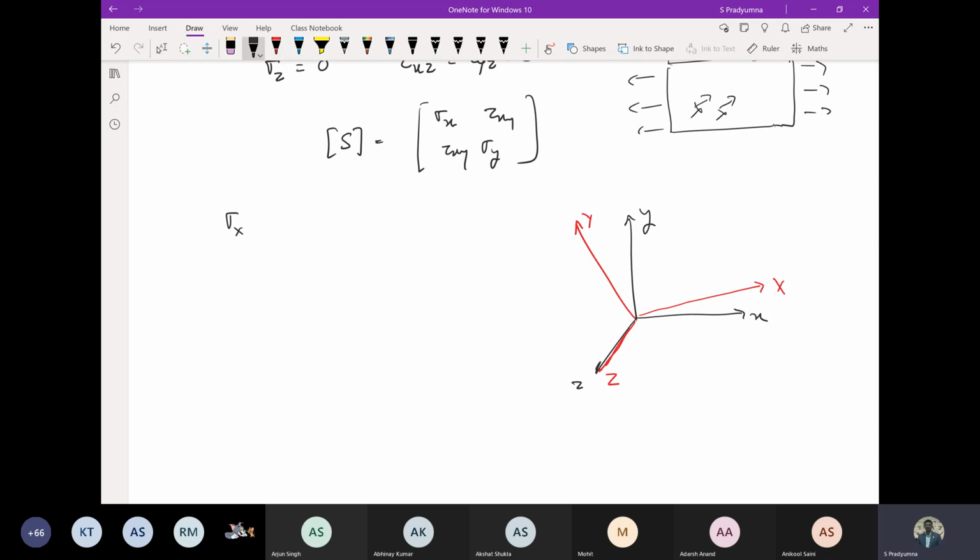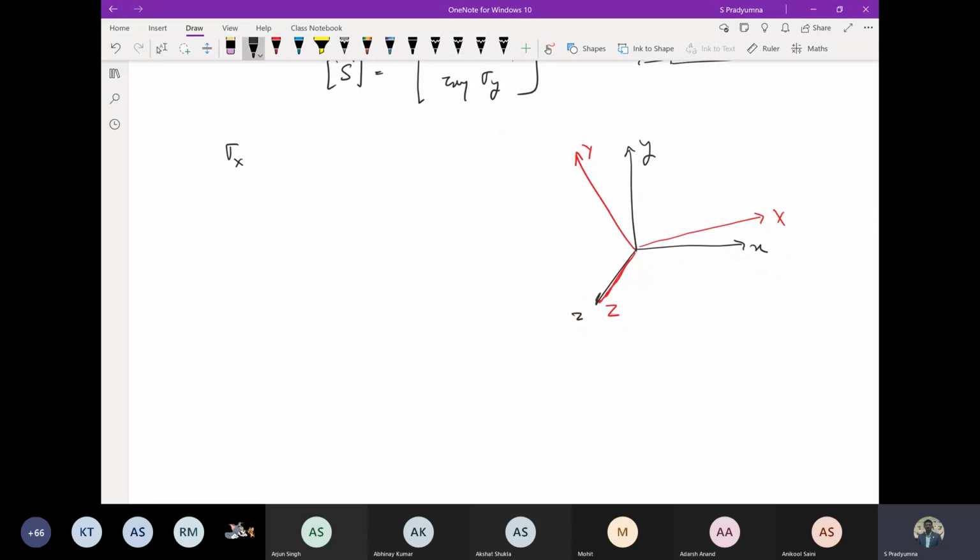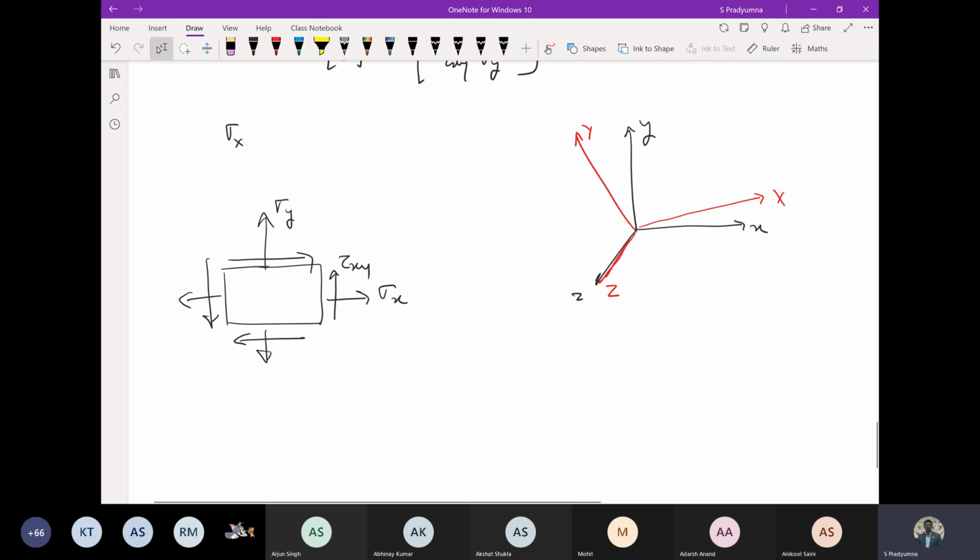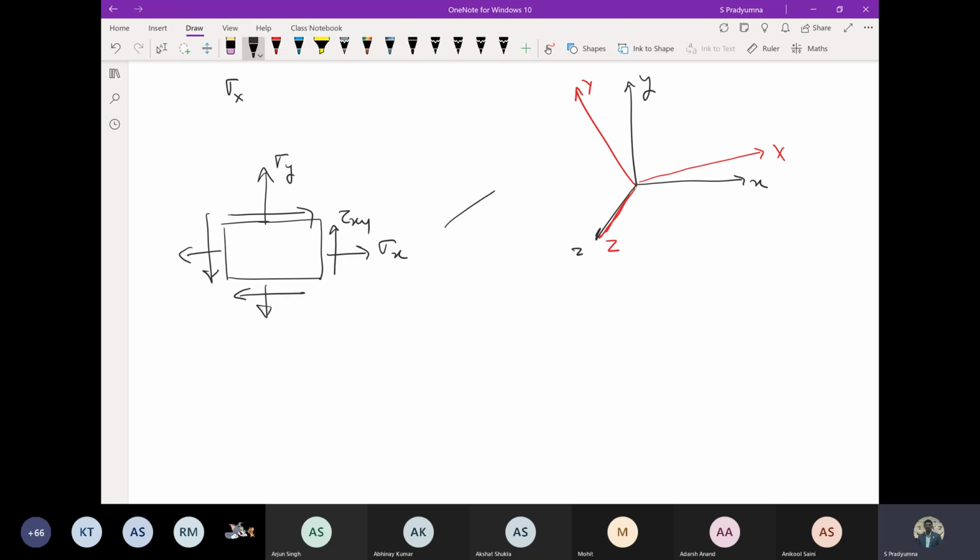Now I can get the value of sigma X. Let me consider it in another way: I have this element where I have sigma small x, sigma y, and tau small xy. Now what I do is I just tilt or rotate this about the z axis. So that means I just write it in this direction.